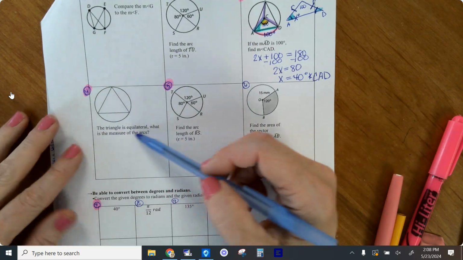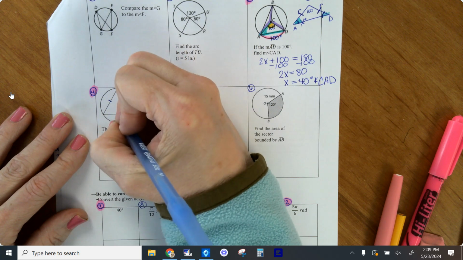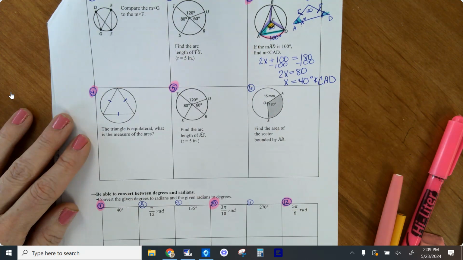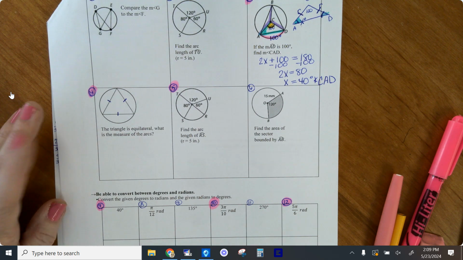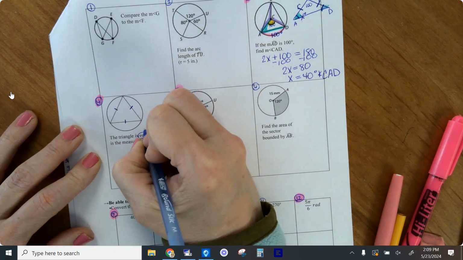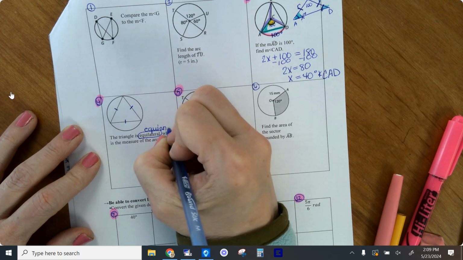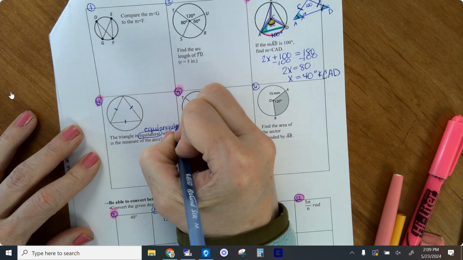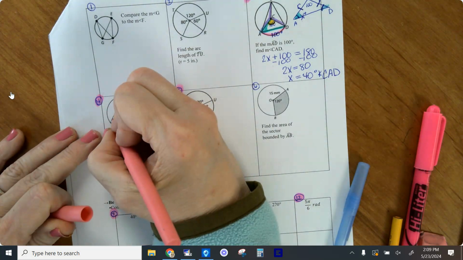And we have a triangle that is equilateral, which means this side and this side and this side are all the same. Okay? Now, what you need to understand about equilateral triangles is that they are also equiangular. What does that mean? They're all the same. What's all the same? All the angles. Okay? So all the angles are the same.